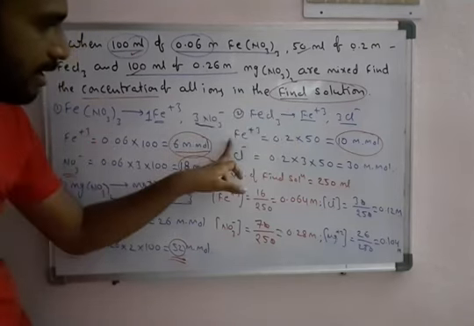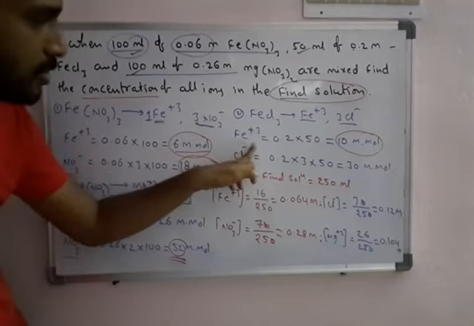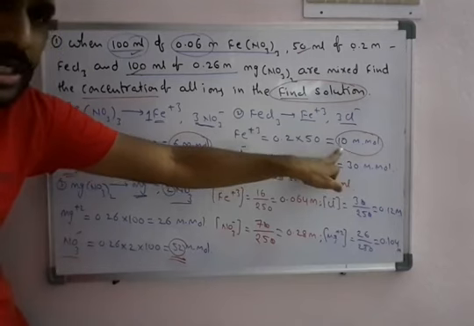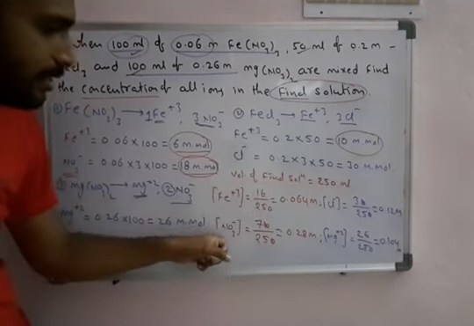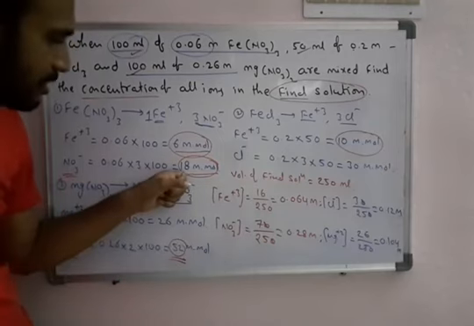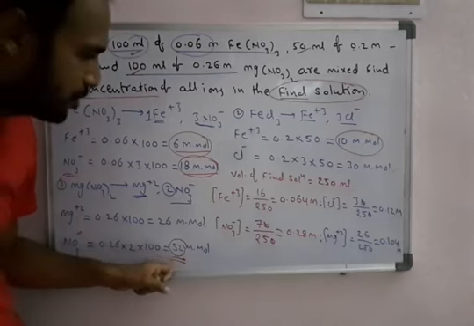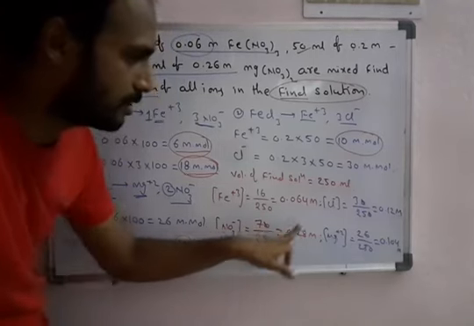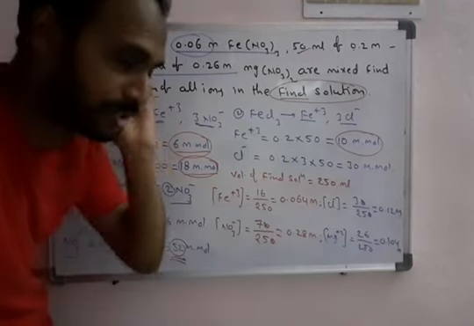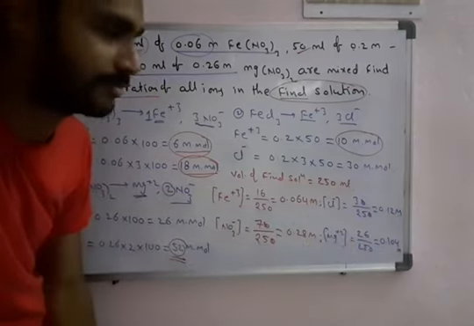For example, ferric. In the first solution ferric is 6 millimoles. In the second solution ferric is 10 millimoles. Totally 16 millimoles by total volume. Same for nitrate. Nitrate is in the first solution 18, and in the third solution there is 52 millimoles. So totally there is 70 millimoles by total volume. The remaining chlorine is present in only one solution, and magnesium plus 2 is also present in only one solution. Okay, got it.